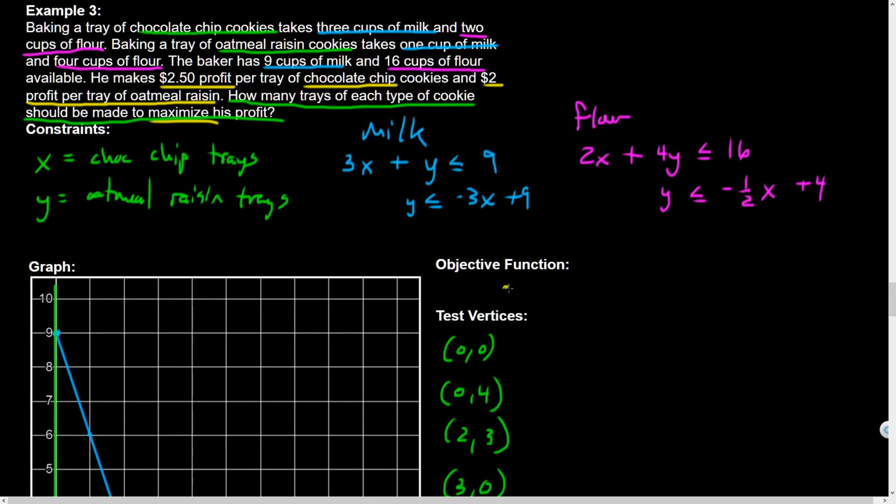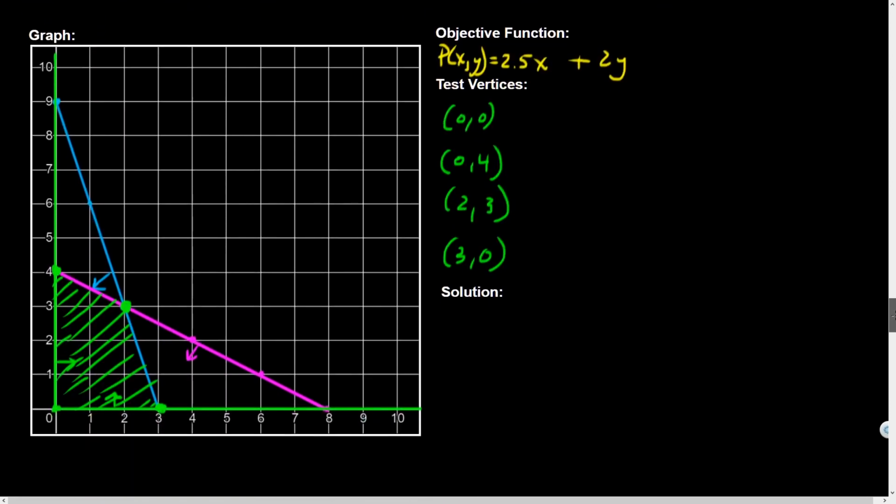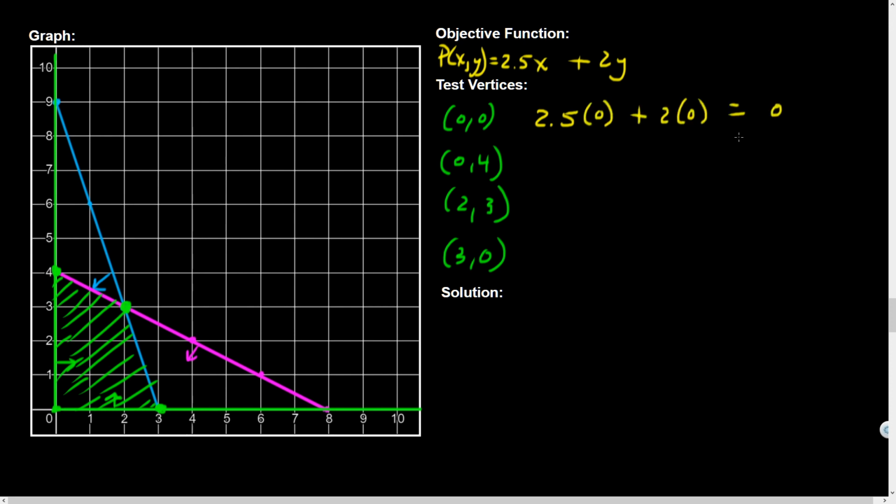And so I'm going to write 2.5x plus 2y is my profit equation, p of x comma y. And so I want to maximize that, right? And so we're gonna plug these in. So 2.5 times 0 plus 2 times 0. Yeah, you don't make any cookies, you're not making any money. Nope. Cookie clicker. Here we go.